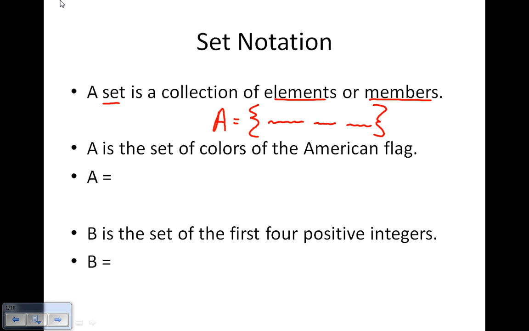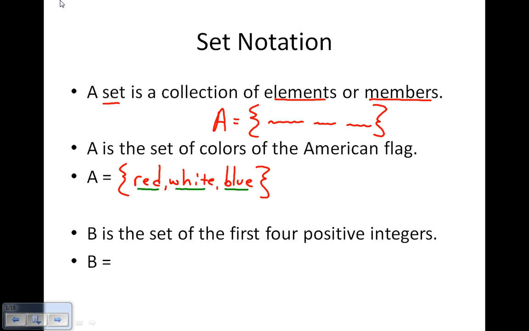Now, the items inside my set can be numbers, or they could also be words. So, for example, boy or girl, or, well, let's just do number 1. A is the set of colors of the American flag. We symbolize it with a capital A, and we open up my brackets so I can write my members or elements inside. The colors of the American flag are red, white, and blue. Those are my elements, or members, because they make up the set, and there are 3 of them. So we'd say the size of that set is 3.